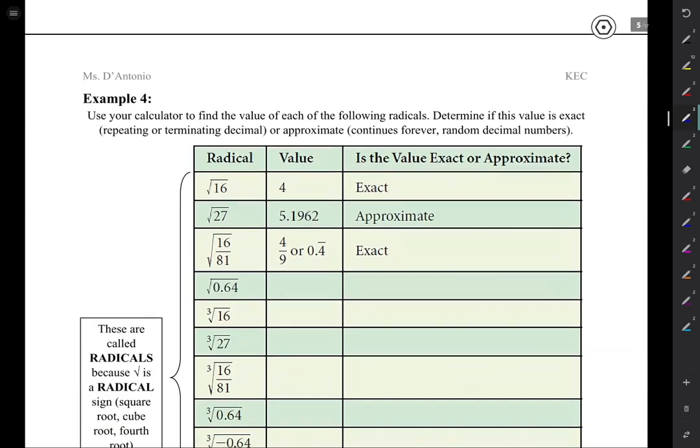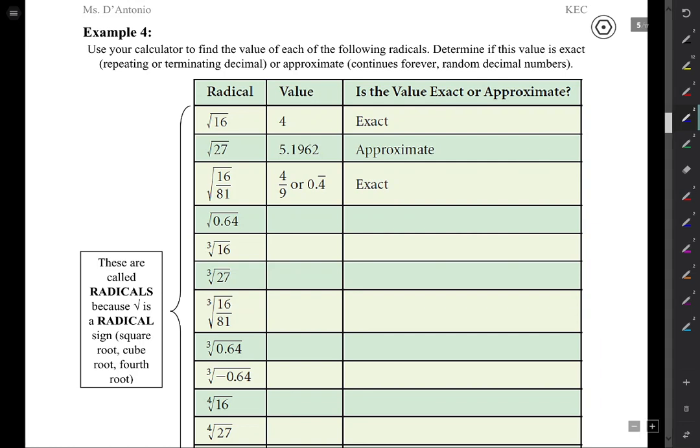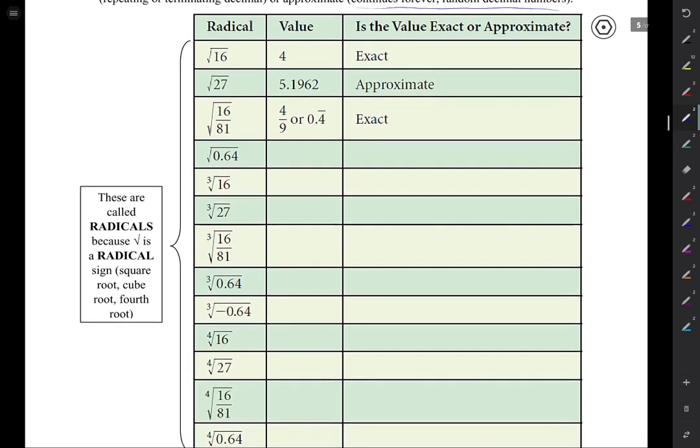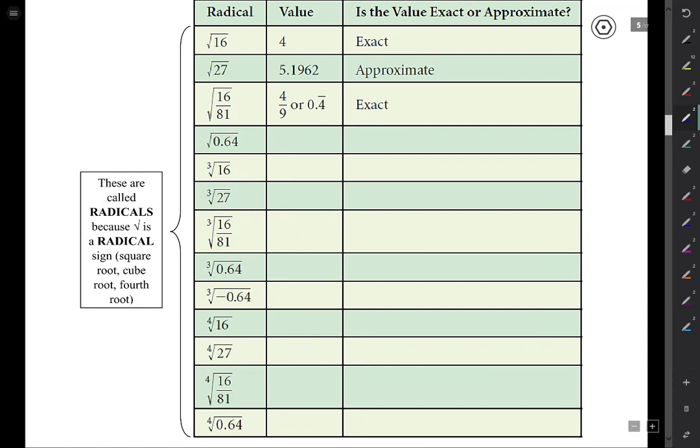So finally, let's fill out this chart in example 4. Let's use our calculator to find the value of each of the following radicals. Determine if this radical is exact, aka a repeating or terminating decimal, or if it's approximate, aka it continues on forever and has random decimal numbers. So in order to do this, all you're going to do is use your calculator. And of course, I wouldn't give you a question exactly like this on a test because there are no calculators allowed. But you're going to plug all of these into your calculator, determine the value, and then determine if it's exact or approximate. So I'm going to fill out this chart and then I'll cut back.